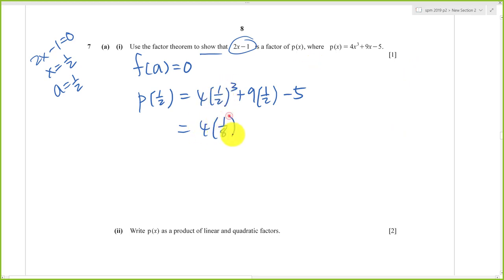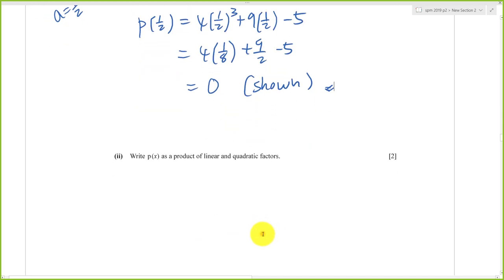This is 1 over 8, times 4 is half, plus 9 over 2, minus 5. So half plus 9 over 2, I get 10 over 2, which is 5, minus 5, I get 0. Yeah, just one mark. Write p(x) as the product of a linear and a quadratic.